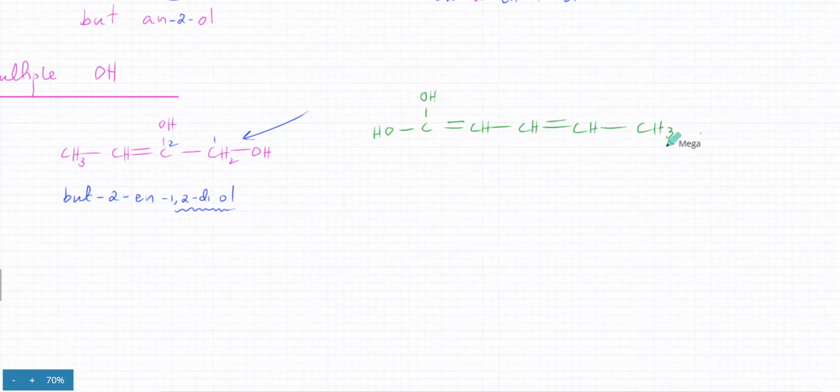Let's start with the prefix. What's the prefix? Pent. Number of carbon atoms, that's 5, pent. AN or EN? EN. And the suffix is obviously -ol. It's an alcohol.